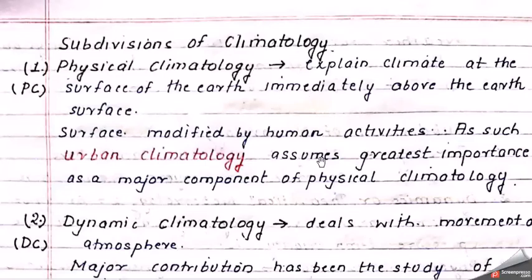First one is the physical climatology. It explains the climate at the surface of the earth, immediately above the earth's surface. That means it usually deals with the troposphere and stratosphere. Since the surface is modified by human activities like agriculture, industries, and pollution, we have urban climatology, that is the climatology of the urban areas, how urban areas affect the climatology and make significant changes in the basic environmental conditions of that place. So it assumes the greatest importance and is a major component of physical climatology.